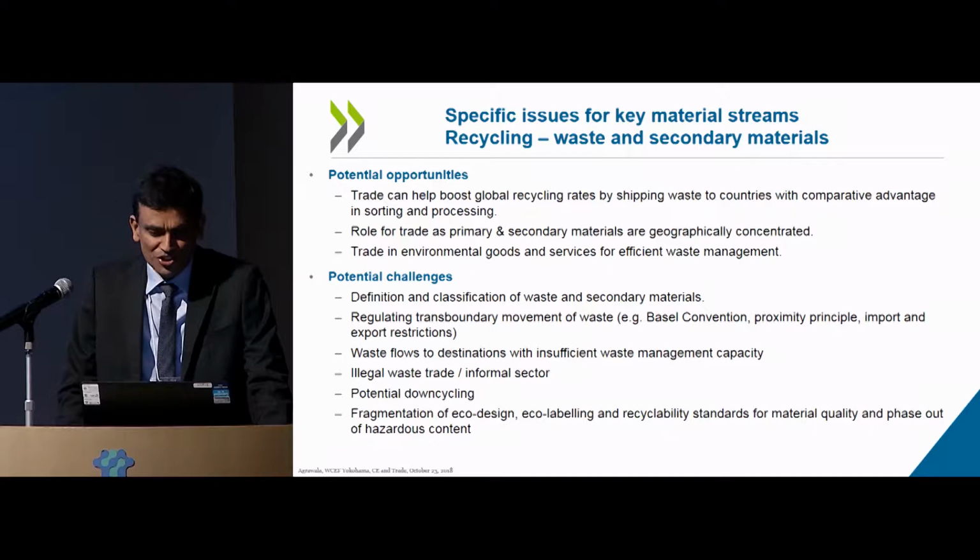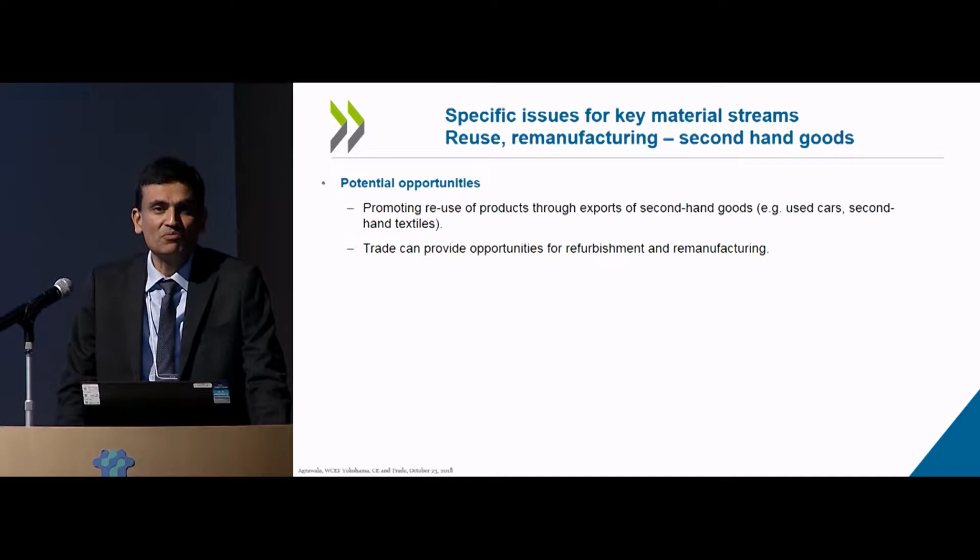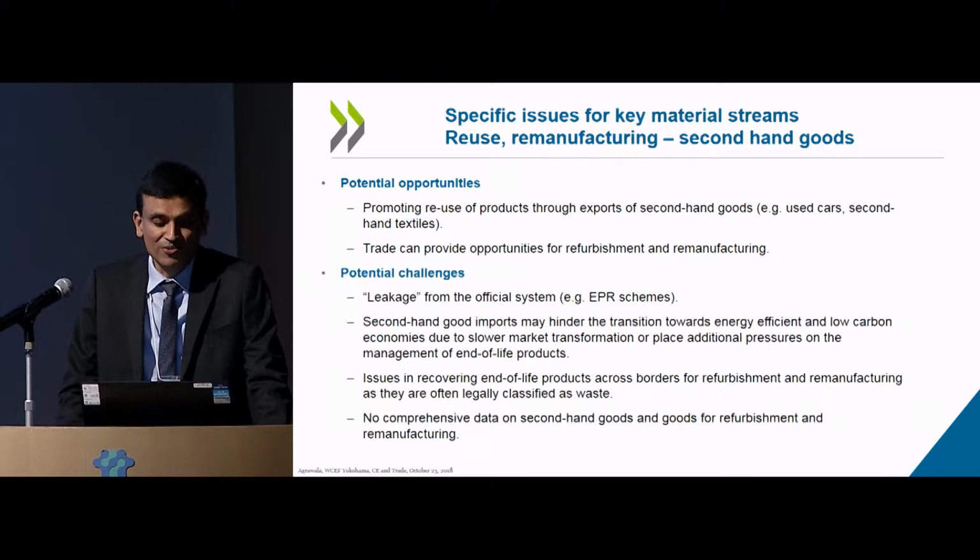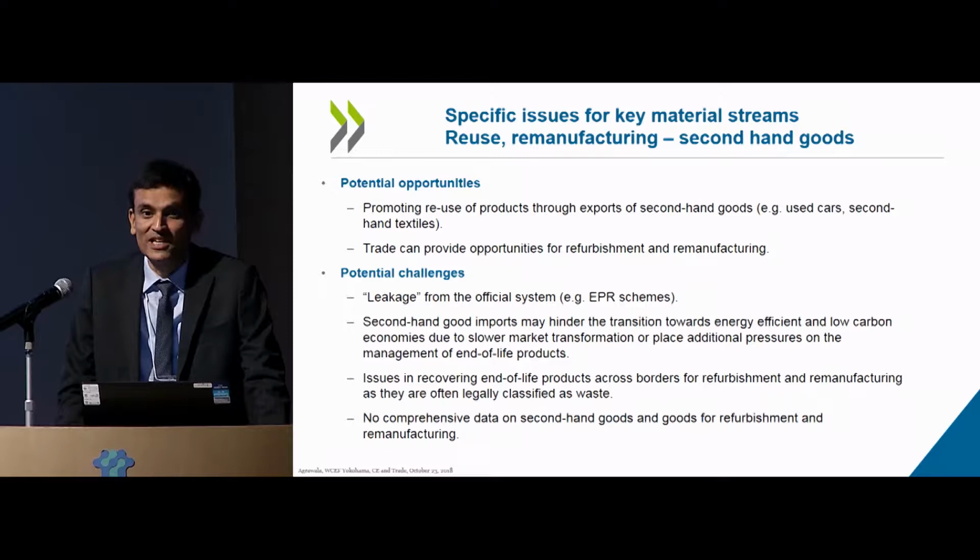Coming to reuse, remanufacturing, and secondhand goods, some of the opportunities are promoting reuse of products through exports of secondhand goods, used cars, secondhand textiles, and so on. And trade can certainly provide opportunities for refurbishment and remanufacturing. What are some of the potential challenges? Now, if you have those products go out of your domestic cycle, there's obviously the concern with regard to leakage from domestic systems like extended producer responsibility schemes, because what happens to the end of life phase and the responsibility of the producers if the good is exported?